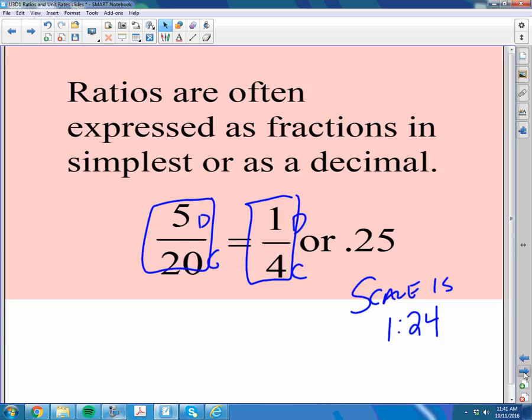Tara? Is this still 6th grade math? Sort of. This is actually 6th, and this will be 6th and 7th, and in this unit we're actually going to do 6th, 7th, and 8th. All three. Yeah.